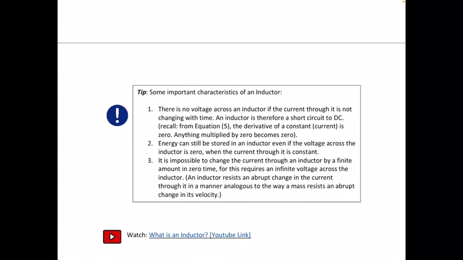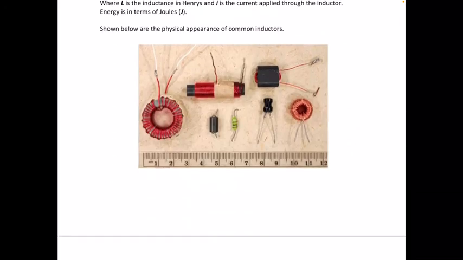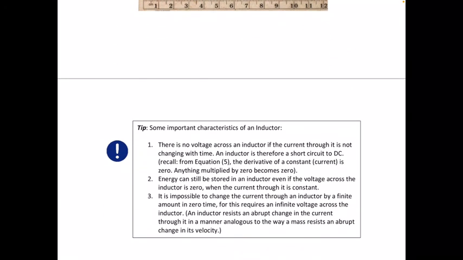There are 3 important characteristics of an inductor. First is the voltage-current relationship: in order for voltage to exist, the current applied must change with time, and that is not possible within a DC. So there is no voltage across an inductor if the current through it is not changing with time. Therefore, an inductor is a short circuit to DC. So if a capacitor is an open circuit to DC, an inductor is a short circuit to DC.